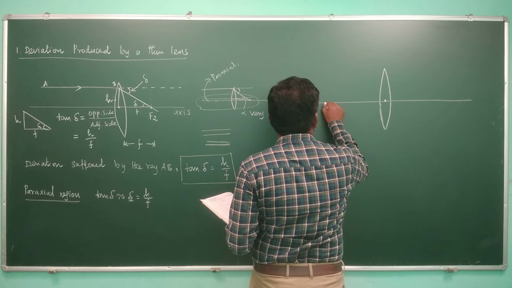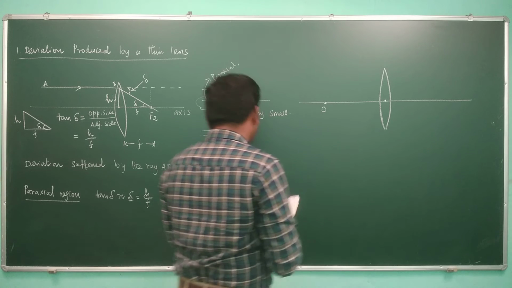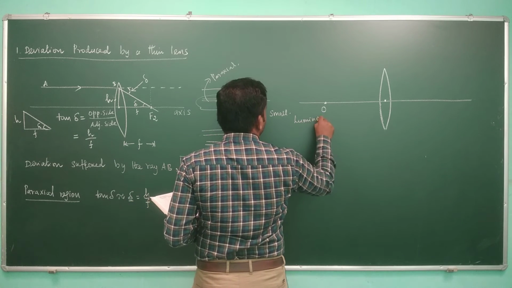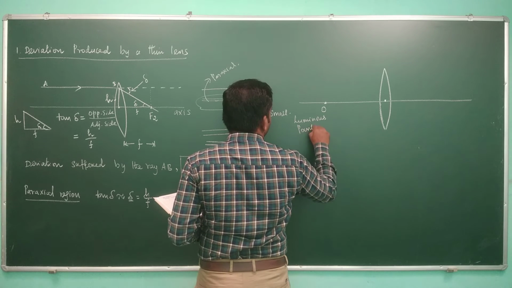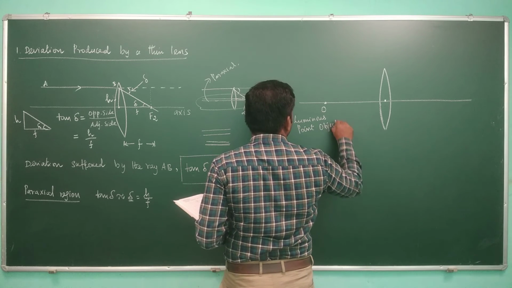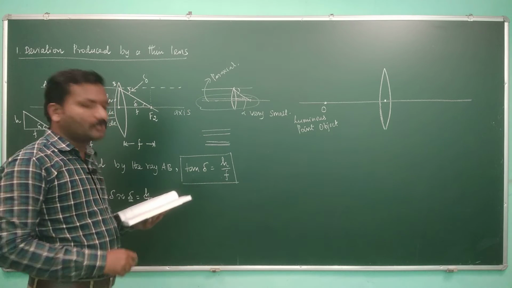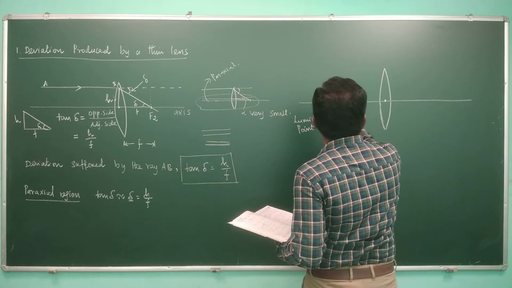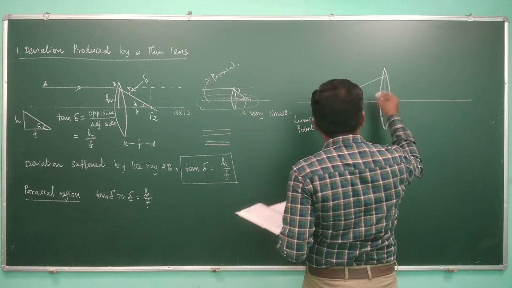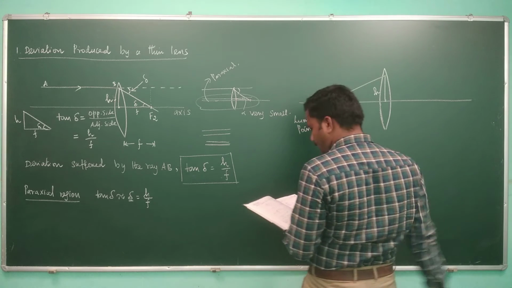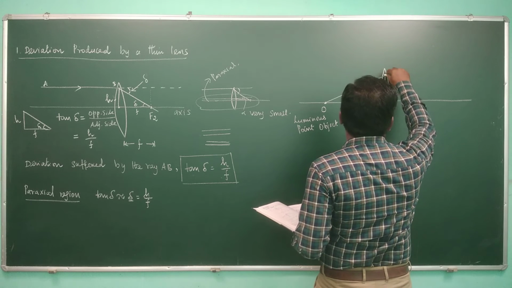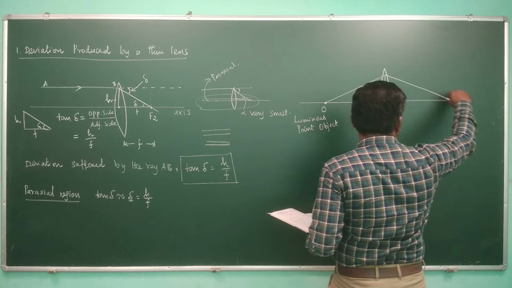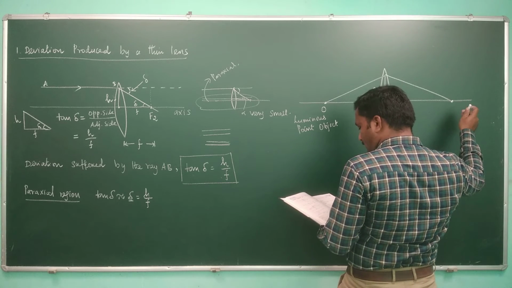And let us consider an object O. It is a luminous point object. A light ray traveling from this point object touches the lens at a height h, then it gets refracted and it moves in the opposite direction and touches the optical axis at the point I.